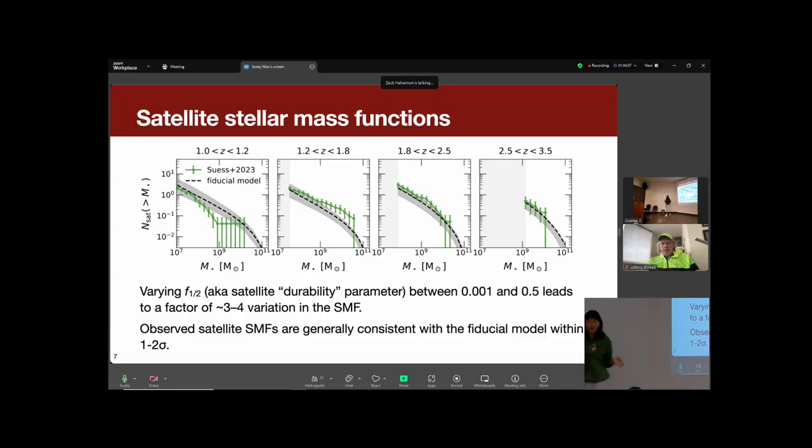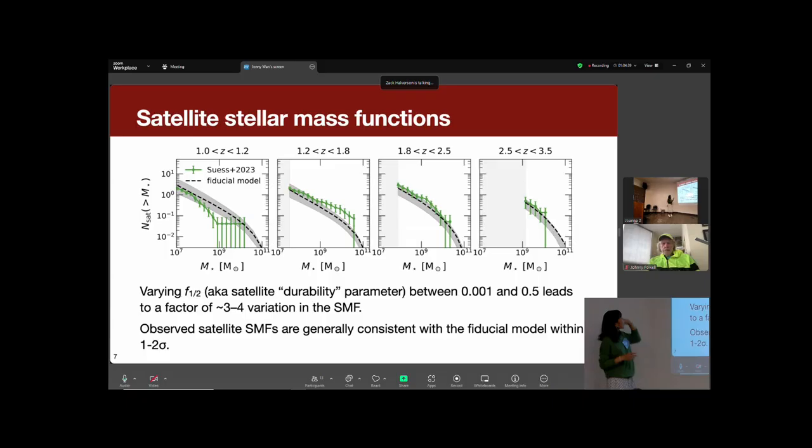Within our framework, the range of allowable stellar mass functions spans a factor of 3 to 4, which is really highlighting the extent of the uncertainty that gets imparted on the stellar mass function by this uncertainty in galaxy disruption modeling. It's still important to note that the data and our fiducial model are consistent to within 1 to 2 sigma across the board, although the observational uncertainties are large, so take that for what it's worth.